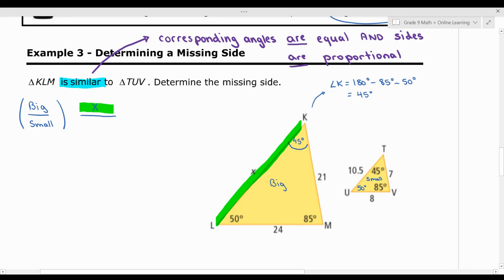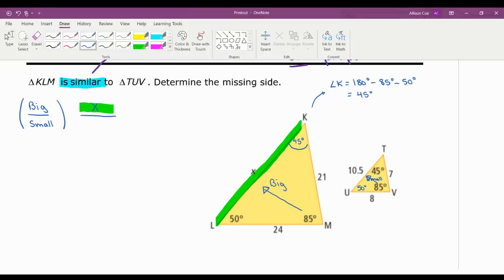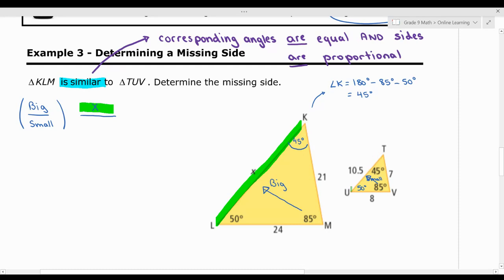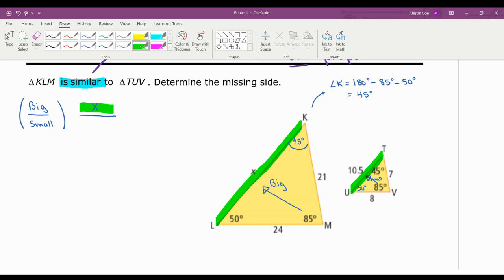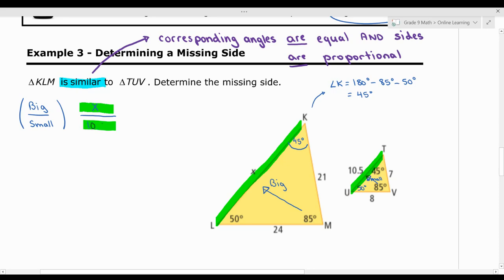Okay, but what I need to do is I have to compare that to the side that it corresponds to with the little triangle. So I'm going to look, well, side X is opposite. So imagine you drew an arrow straight from this angle, you get that side. So it's opposite the 85, which means the corresponding side on the small triangle has to also be opposite 85. So my diagram's going to get messy here, but I'm going to then compare it to this side length, which has a value of 10.5. So I could compare it to 10.5.